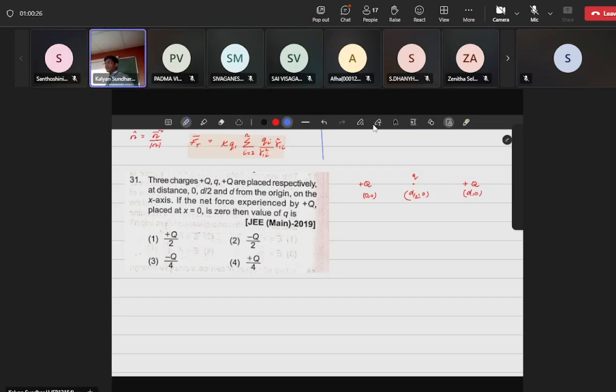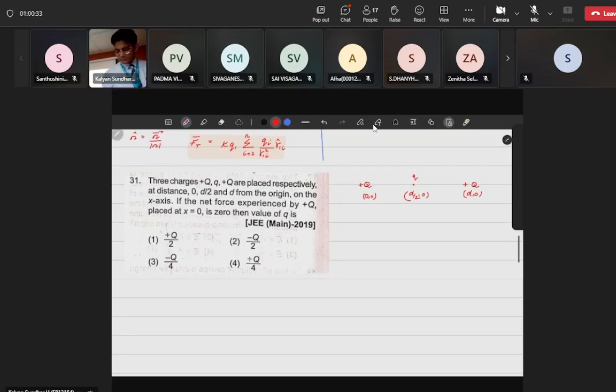I do not know what charge this is. They haven't given any nature of this small q value. What about this? It is a positive charge, so what will it do? It has to repel. Correct? Now, if this has to cancel out completely, what charge will it be? It will be a negative charge. Correct? But they haven't given anything yet.